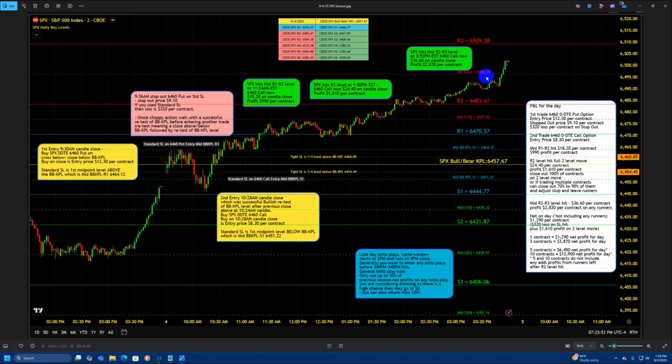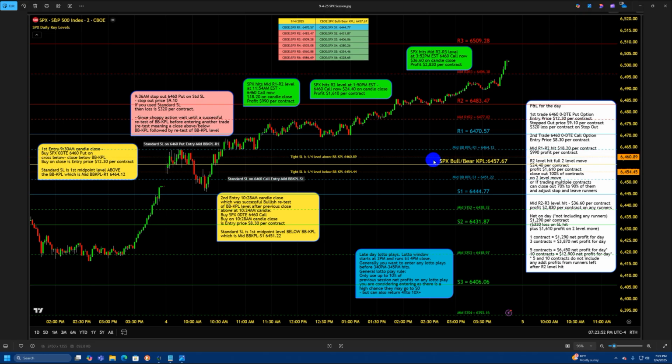Okay, you also see these midpoint levels here. These midpoint levels are for a couple different purposes. One purpose is for setting standard stop loss levels from a level that the entry is triggered from. In the case of an entry being triggered from the bull bear key price level, which we will refer to later in this video as the BBKPL, on a bullish entry triggered from this level, your standard stop loss is the first midpoint level below, which for today is mid BBKPL S1, 6451.22.